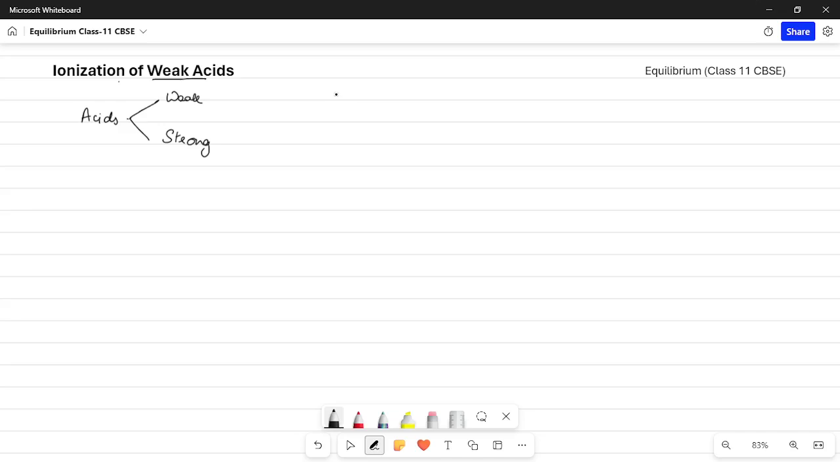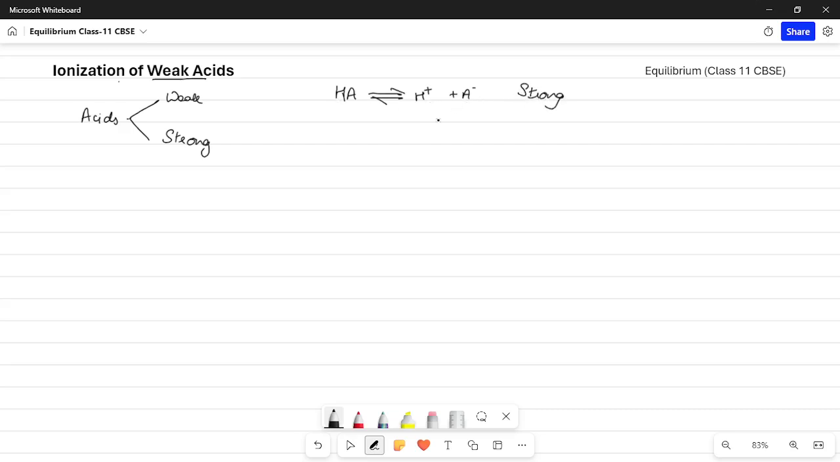So what does that word mean? When I say dissociates, let's assume you have an acid HA. This particular acid will be considered strong if all of the acid splits or separates into H plus and A minus ions. If it completely dissociates, it is going to be considered a strong acid. So this will be strong.